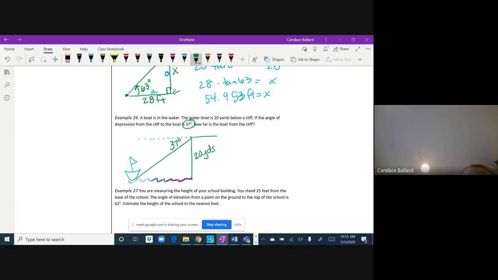All right, so 37 degrees. Remember, our angle of depression has to come down from a parallel. And then this is the Mrs. Ballard kind of shortcut. We know that these are alternate interior angles from geometry.